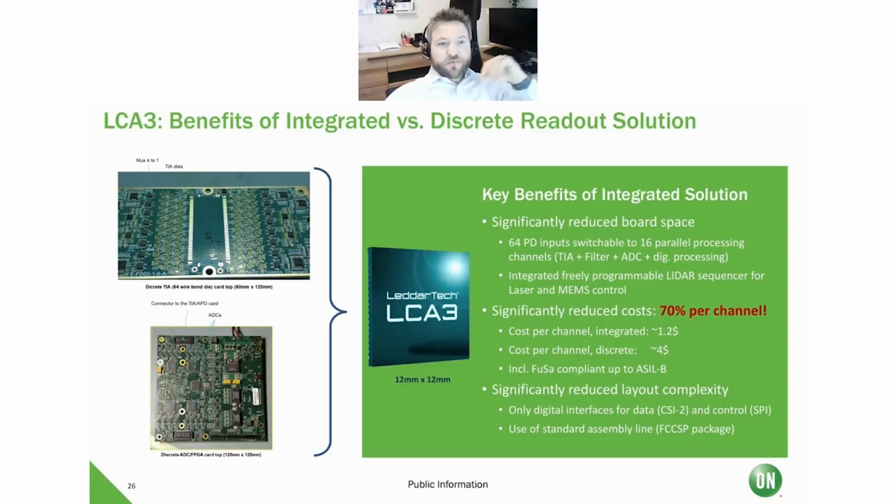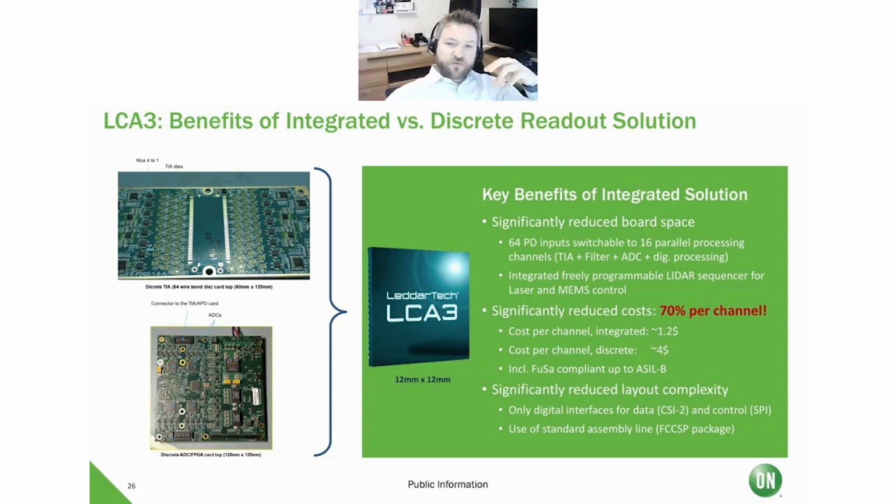So on the left side here, you see a 64-channel discrete system. Discrete system means we have discrete components like the TIAs, the transimpedance amplifiers, discrete external multiplexers, and also discrete ADCs. For this discrete solution, a size in the range of 12 by 12 centimeters is necessary. And with our highly integrated solution, the LCA3, we can shrink this to a solution of only 12 by 12 millimeters.